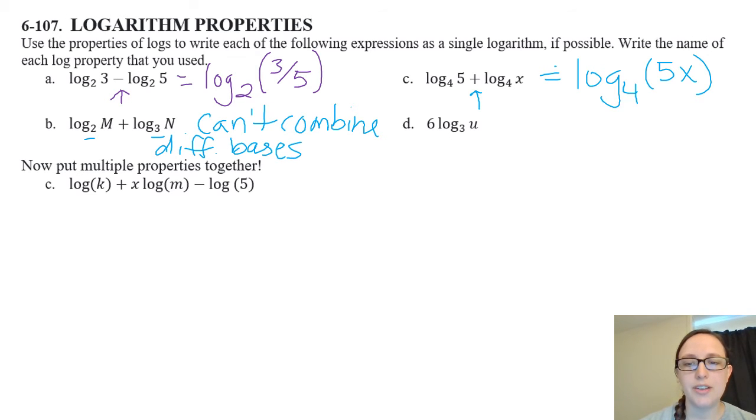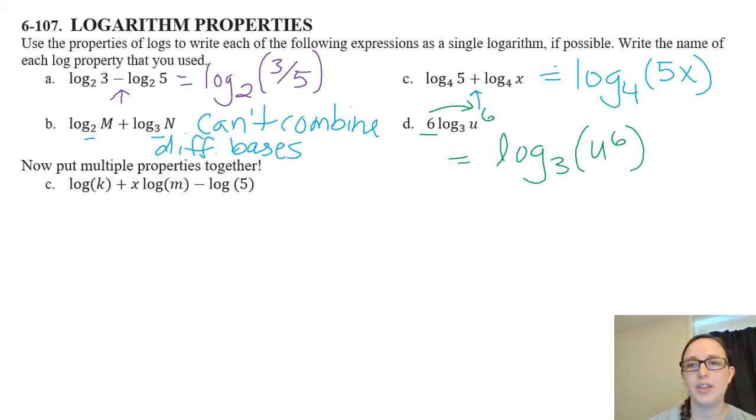In part D, this one's a little different. We don't have 2 logs to add or subtract. We just have 1 log. Since there's a number in front, that means I can move it using the power property. So this is going to become u to the power of 6. I can rewrite this as log base 3 of u to the power of 6. That's how I can rewrite that one.